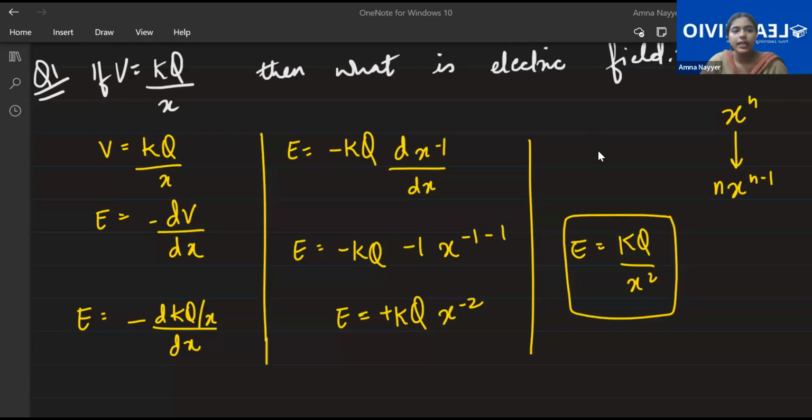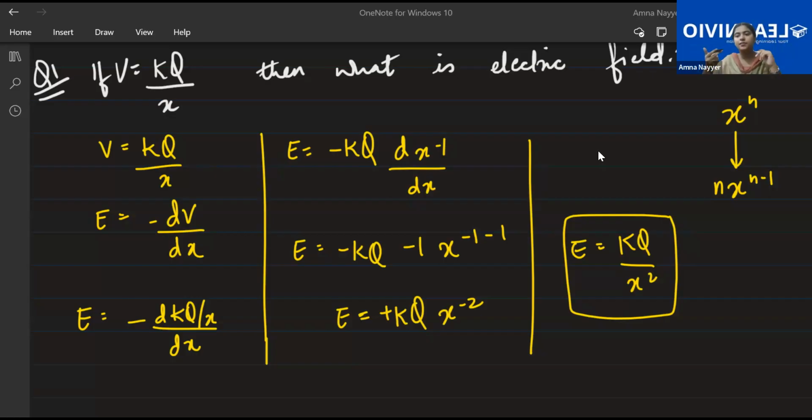We stopped at the point where we were calculating the electric field due to the potential. So we saw a relationship between the electric field and the potential gradient. If potential is given to us, how can we calculate the electric field? We saw that electric field is a gradient of potential, that is, E is dV over dx, the change in potential with respect to position.